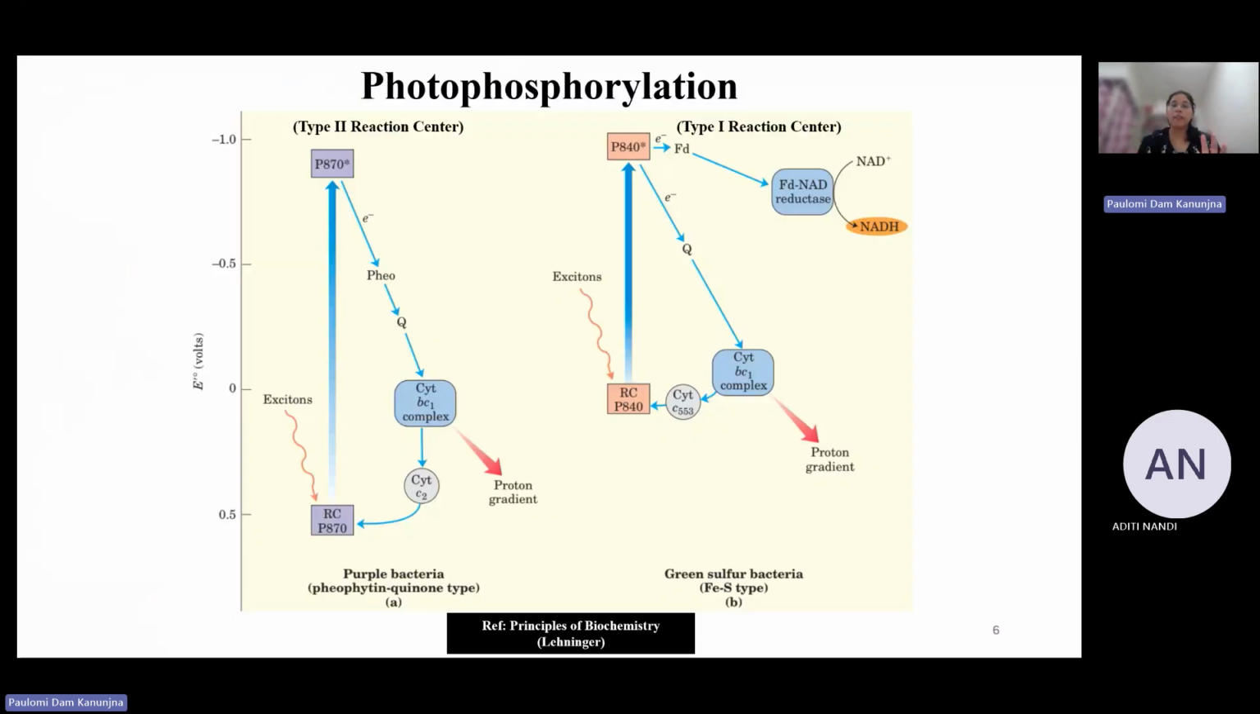So on this slide, you have two photosystems. Photosystems are basically, from the start till the end, how your electron is transmitted upon getting excited by your solar radiation, right? So you have two types of such systems. One is in purple bacteria, which is also called the pheophytin-quinone type, and the other in green sulfur bacteria, which is the FeS type. These are not difficult concepts to understand. What you need to remember here is how they are structured. What are the components in the chain?